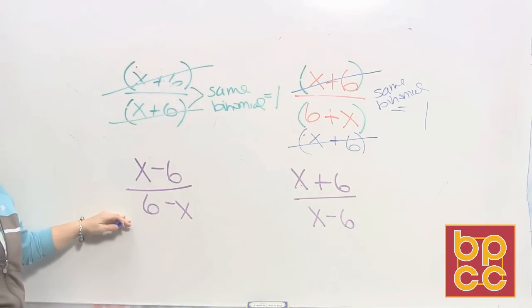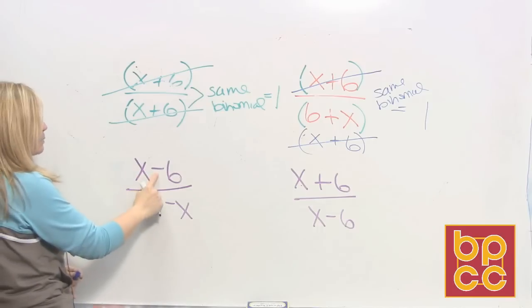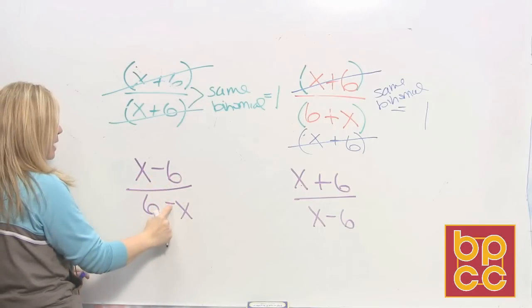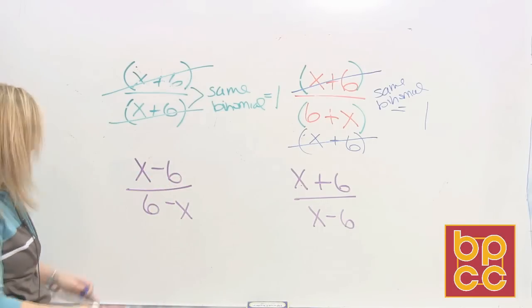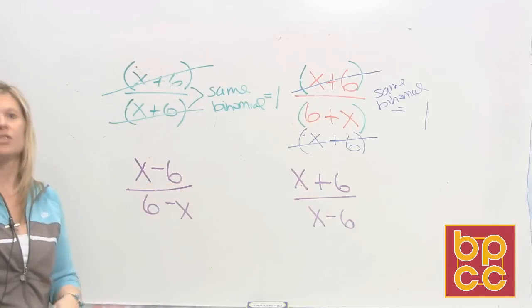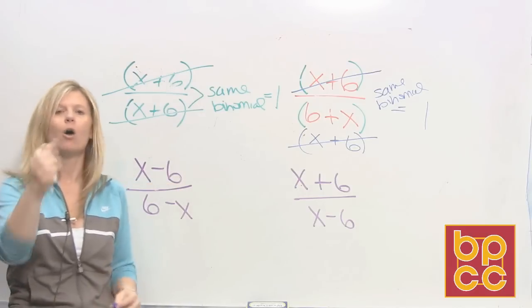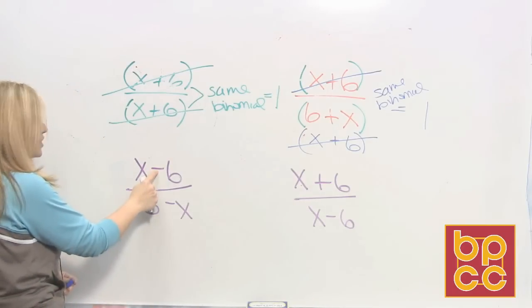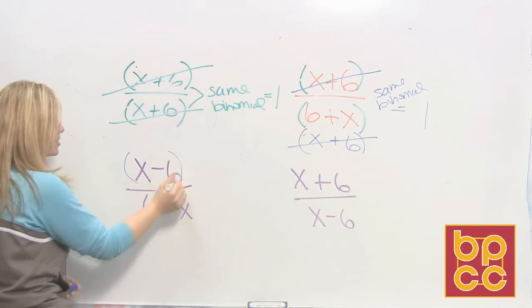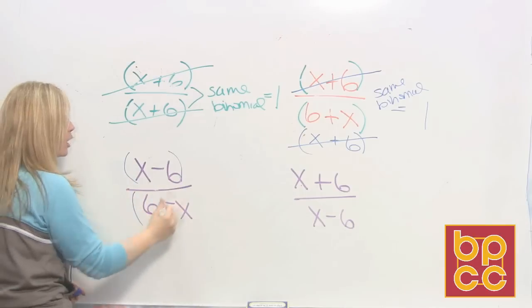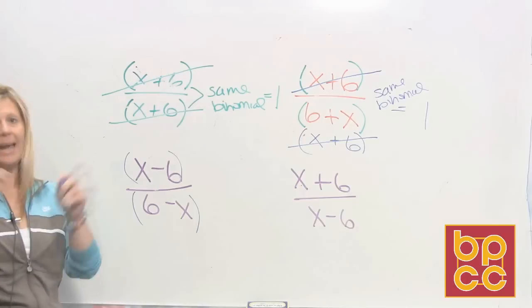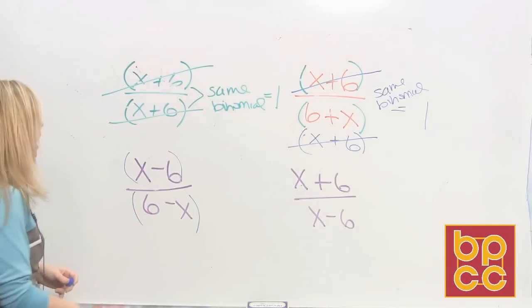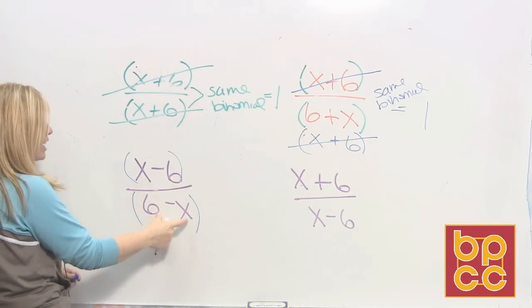Go to example 7. Totally different. This is x minus 6 and 6 minus x. First of all, again, what's the bar mean? Division. You say to yourself, okay, I can only do division when I'm connected by multiplication. This is not multiplication. Put parentheses. So I can't separate the terms. I have to look and see if there's a relationship.